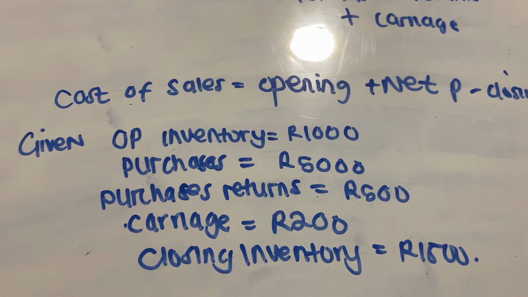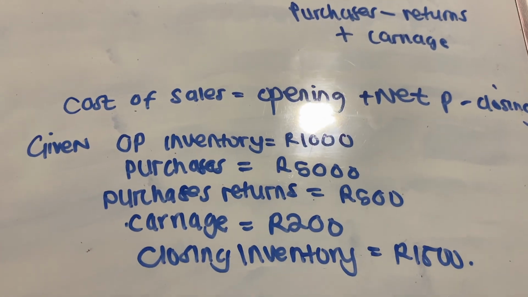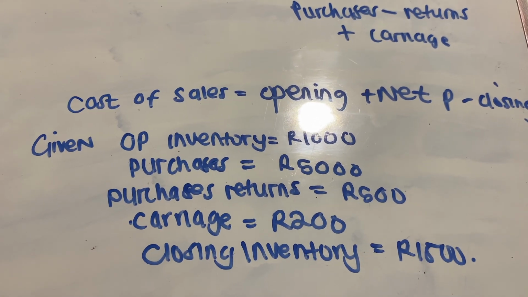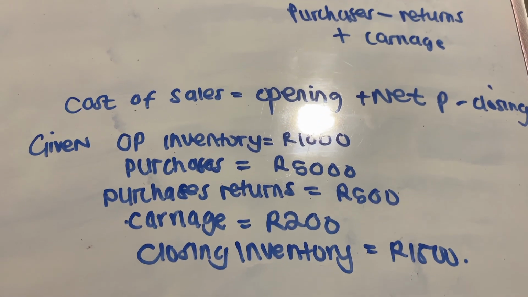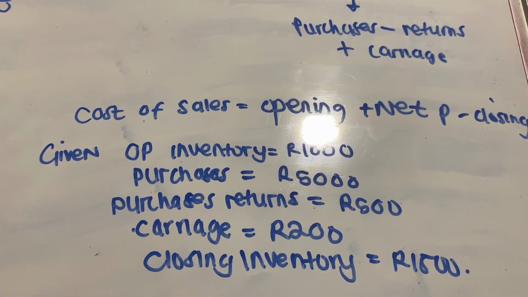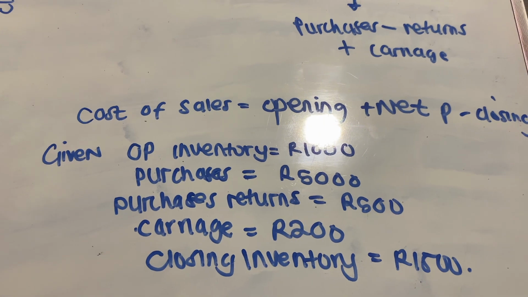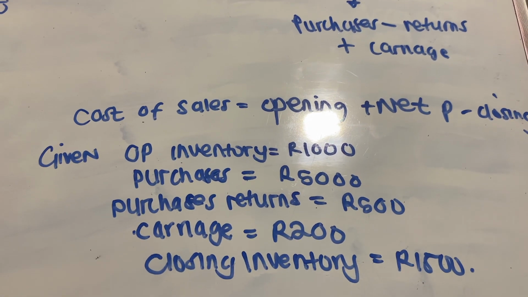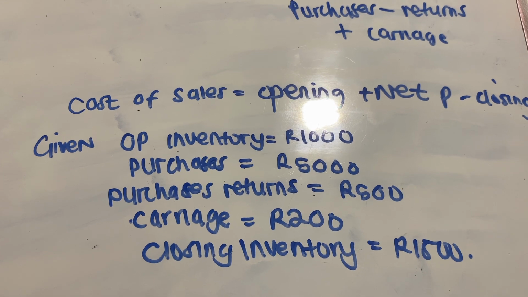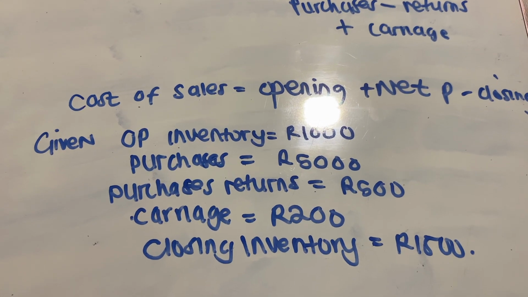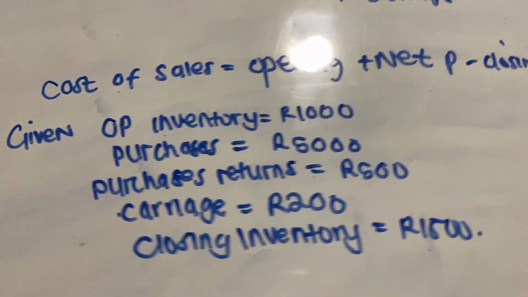Given the following example, cost of sales is equal to opening inventory plus net purchases minus closing inventory. So you are given that the opening inventory is equal to 1,000. Purchases is equal to 5,000, and then purchase returns is equal to 500. Carriage is equal to 200, and closing inventory is equal to 1,500.